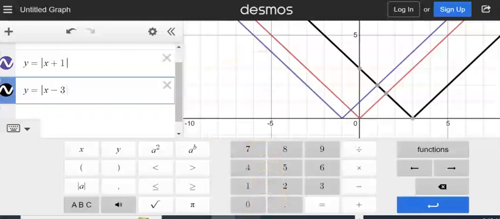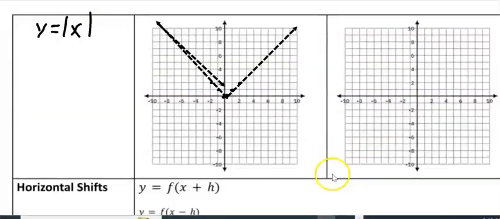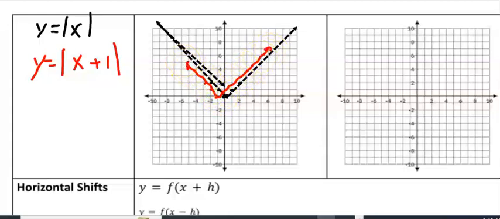Okay, so let's go back. One we did was y equals absolute value of x plus 1. So we just shift all those points to the left 1, right? Correct? And then what's the other one? Y equals absolute value of x minus 3. So we went right 3, right?